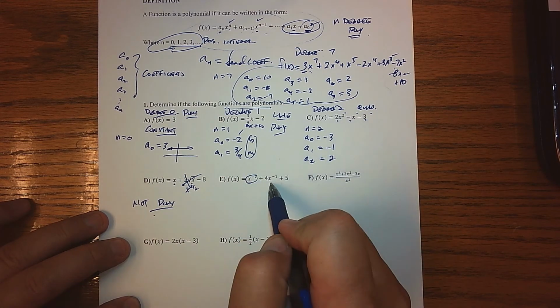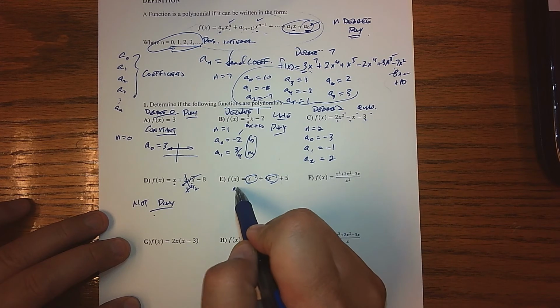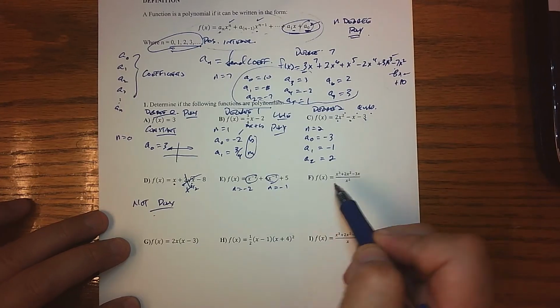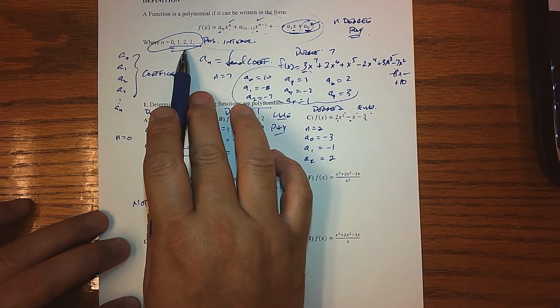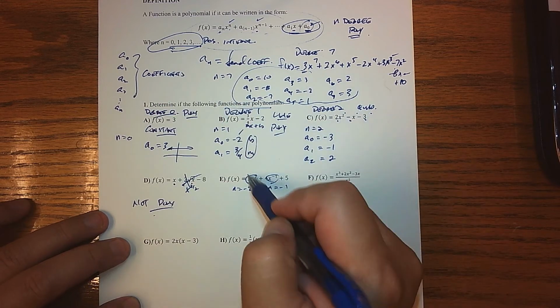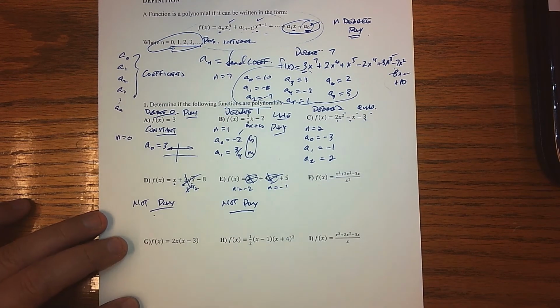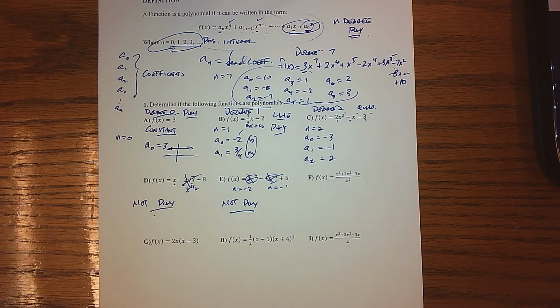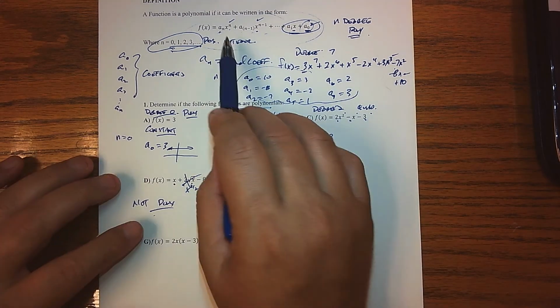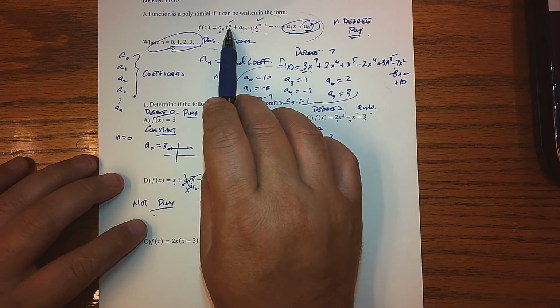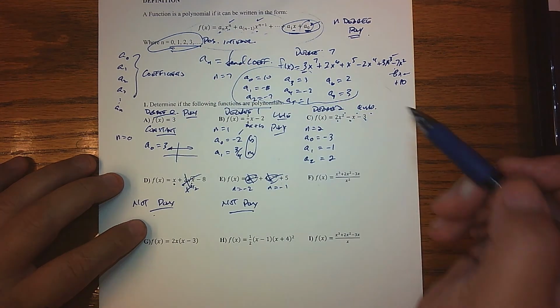Same thing here, it's ruined by both, right? Here n is equal to negative 2, here n equals negative 1. I want my n to be positive integers. So again, this is not polynomial because it doesn't fit our definition. We can't write it in terms of terms with n being a positive integer.